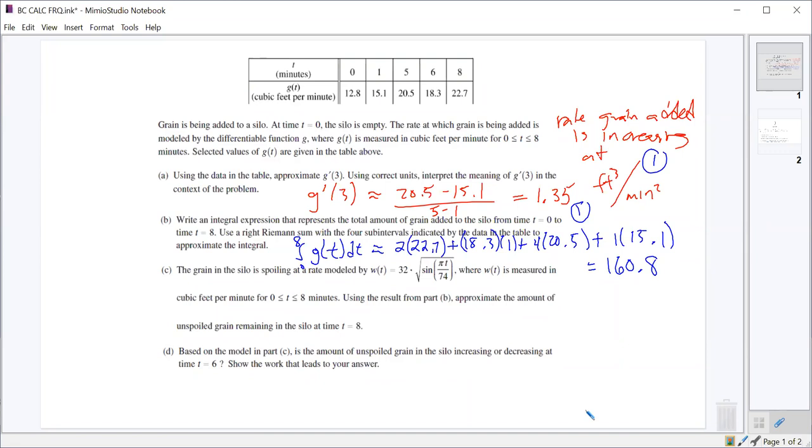And they gave you 3 points for that one. 1 for the integral, 1 for the setup of the sum, and 1 for the value of the sum. Good or no?